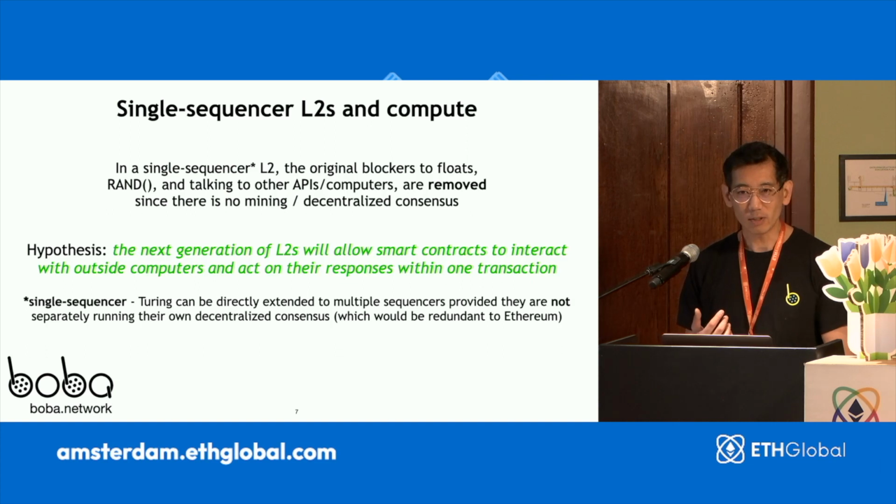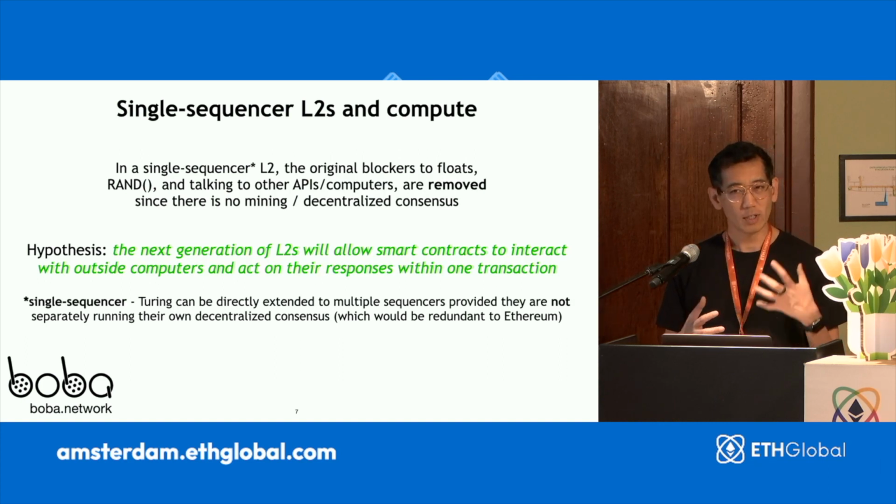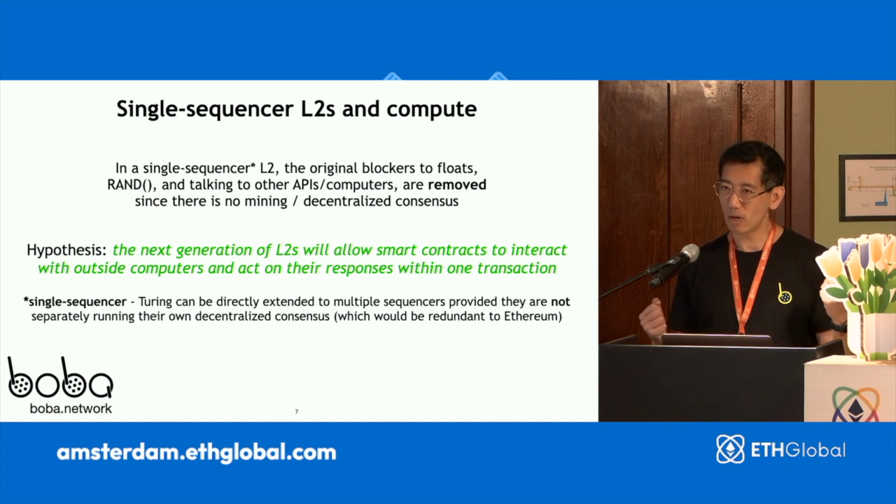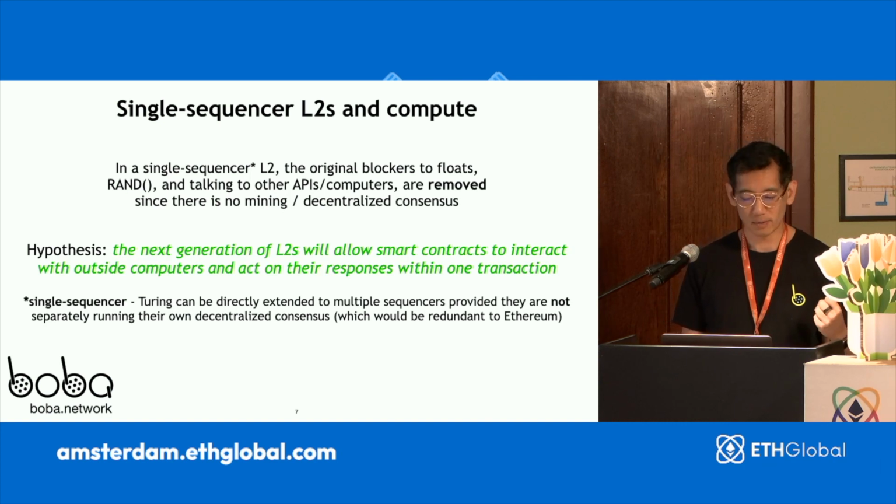So on layer 2s, there's only a single sequencer that produces the blocks. It executes the transactions. And therefore, we thought, well, maybe we could use this to our advantage, to developers' advantage, to interact with the outside world, to call external APIs.